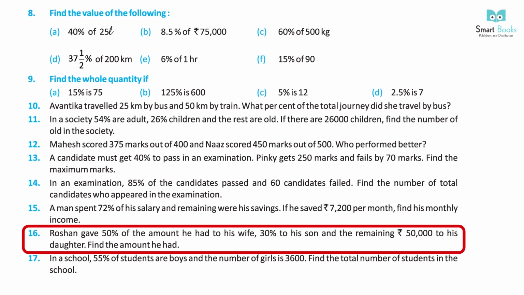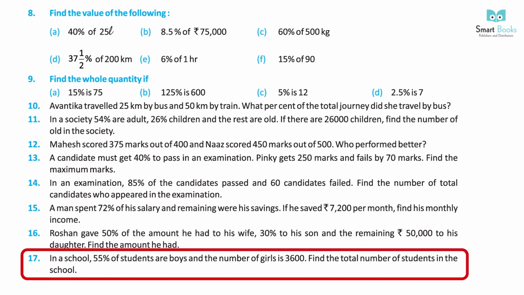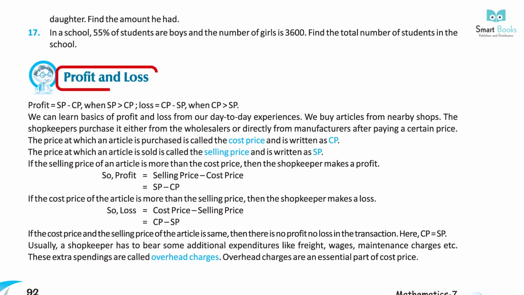Question 16. Roshan gave 50% of the amount he had to his wife, 30% to his son and the remaining rupees 50,000 to his daughter. Find the amount he had. Solution rupees 2,50,000. Question 17. In a school, 55% of students are boys and the number of girls is 60,000. Find the total number of students in the school. Solution 8,000 students.